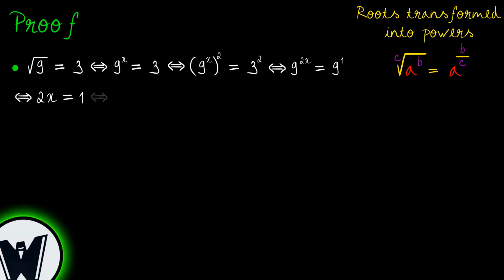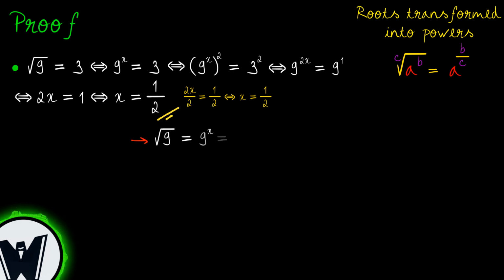To isolate x, we know that in an equation, everything that passes to the other member passes as the inverse. So, the inverse of multiplying by 2 is dividing by 2. Or we just simply divide both members by 2, and on the first member, 2 divided by 2 is simplified to 1, leading finally to x equals 1/2. Therefore, we know that 9 to the power of 1/2 is the same as the square root of 9.